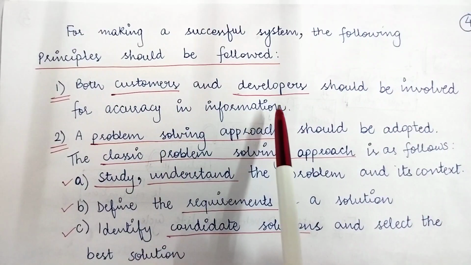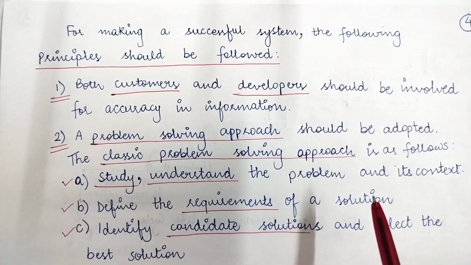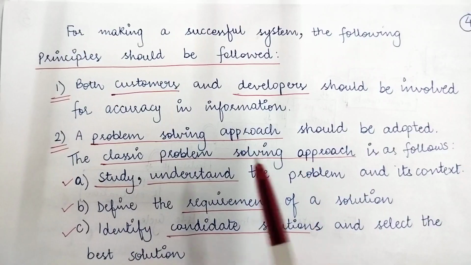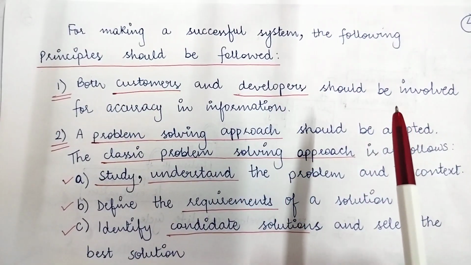First of all, both customers and developers should be involved for accuracy of information. Customers are basically the clients for whom you are developing the information system, and developers are those who will be developing the software for the client.